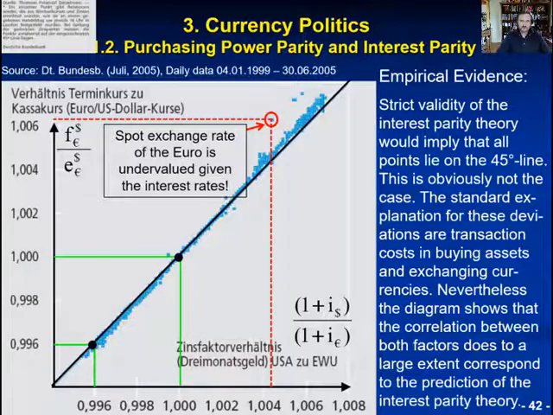This will then cause the dollar interest rate to grow and the euro interest rate to fall. And the spot exchange rate will tend to appreciate. As a result, these kind of transactions will cause a movement back to the 45-degree line.